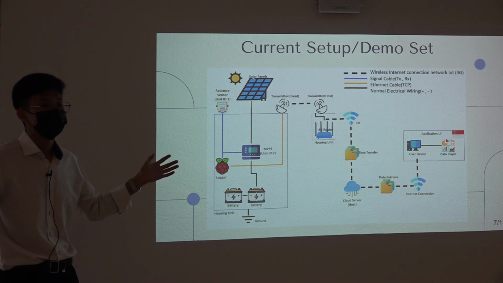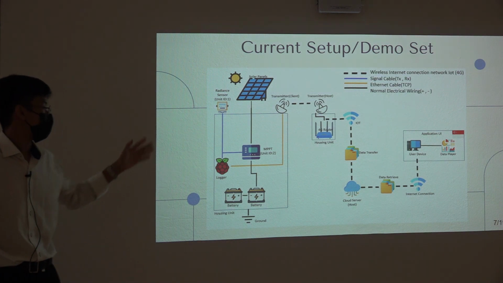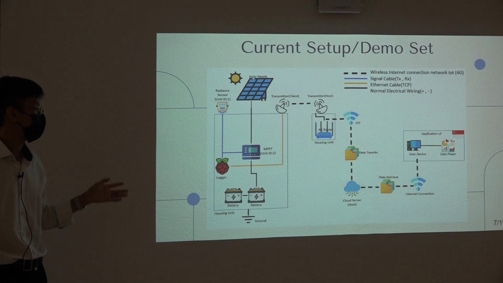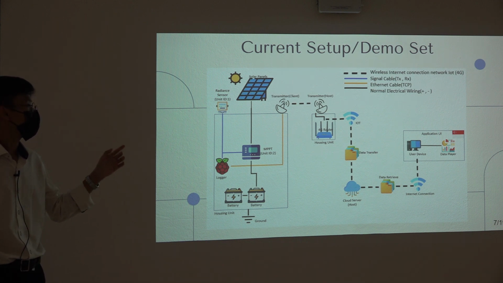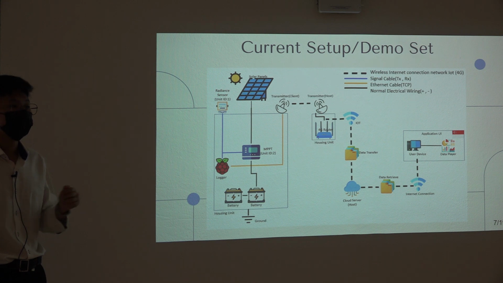So this is my current setup. On your left, we have the housing unit that holds the data logger, the MPPT, 2 batteries connected in parallel to increase the battery capacity, and also an irradiance sensor at the top, and also a solar panel together with a transmitter. So let's go through what the wires are.